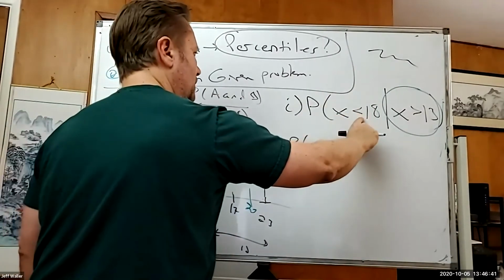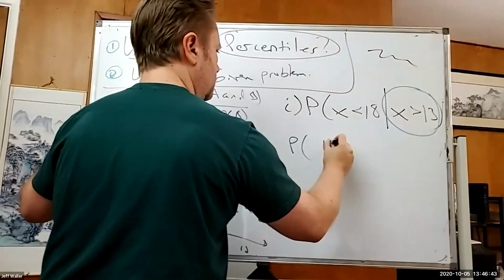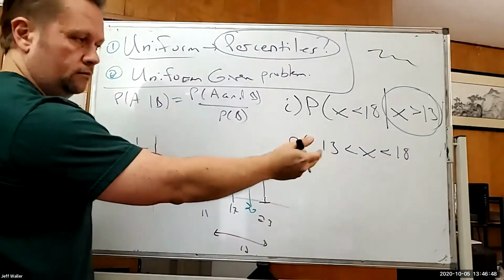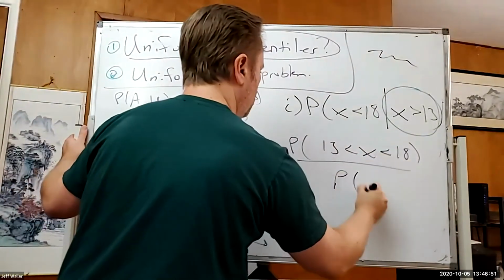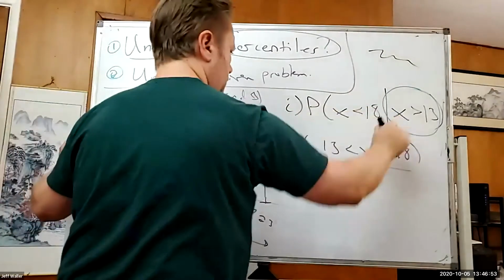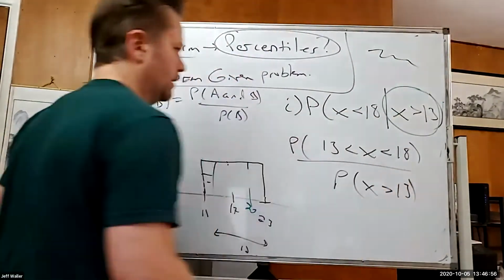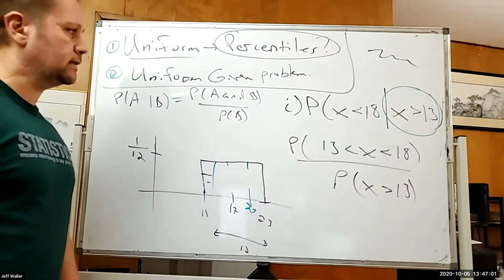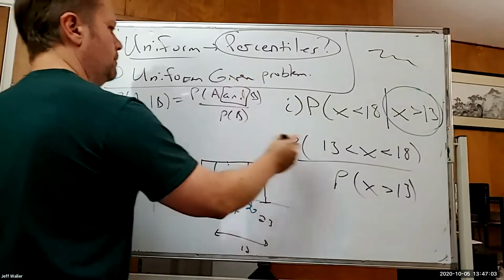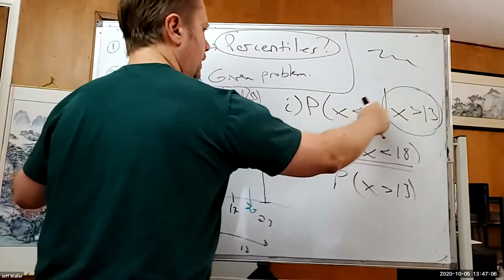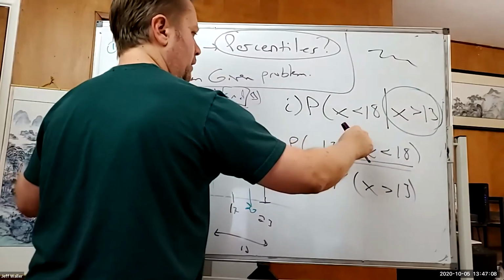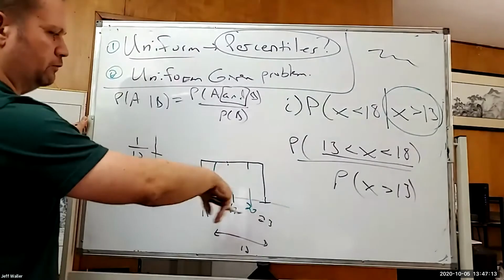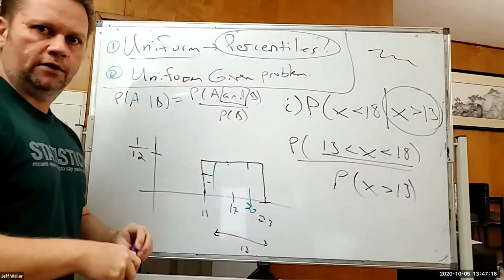It's got to be less than 18 and greater than 13. So you have to figure out this probability here, which is easy, over the probability of the given, the probability X greater than 13. So this is not that gross, but that's the thing you had to realize: the "and" makes it become this. It's got to be greater than 13 and less than 18. So now you can use the original picture and calculate those things, and you'll get the same answer.